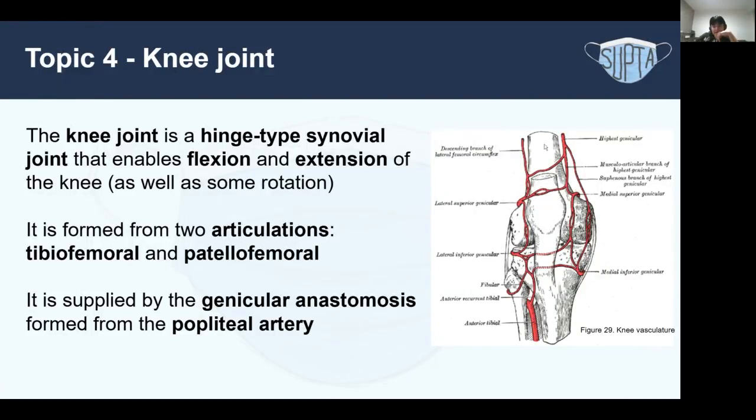Now, again, the blood supply is quite vascular. You've got the genicular anastomosis, and you've got the popliteal artery.